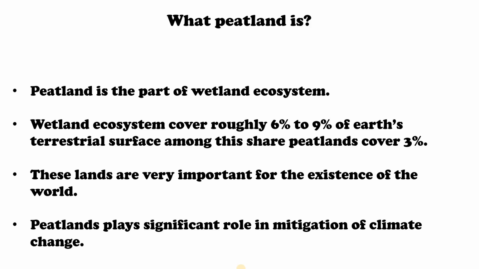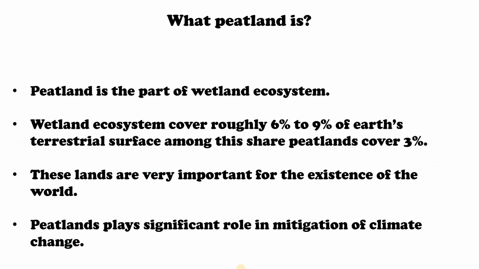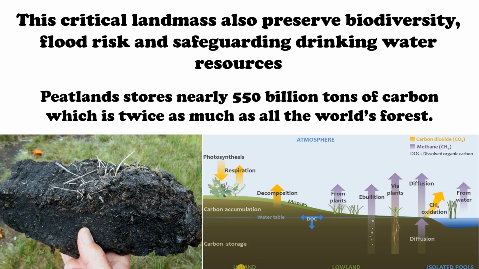They are present in multiple regions across the globe, but peatlands are most abundant in boreal, subarctic and tropical zones, because in these regions the temperatures are perfect and precipitation amounts are favorable. But if you think these are just swamps with no significant role, then you are wrong. These landscapes are very important for the existence of this world, because this critical landmass prevents and mitigates the effects of climate change, preserves biodiversity, minimizes flood risk, and ensures safe drinking water.